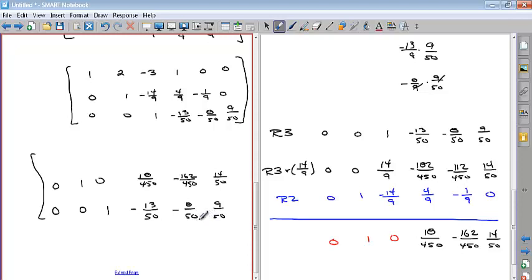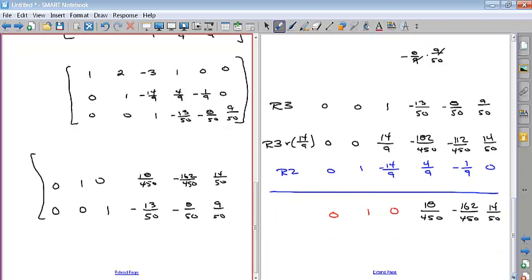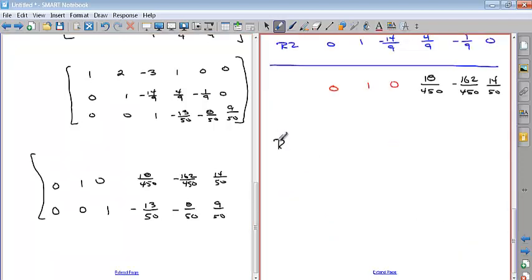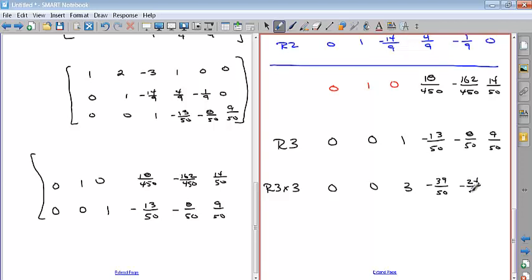Okay, now we're going to again take row 3, which is 0, 0, 1, negative 13 over 50, negative 8 over 50, 9 over 50, and we're going to multiply that by 3. So we take row 3 times 3, so you get 0, 0, 3, negative 39 over 50, negative 24 over 50, and 27 over 50. And we're going to add that, so we're going to take row 1 and add row 3 times 3.